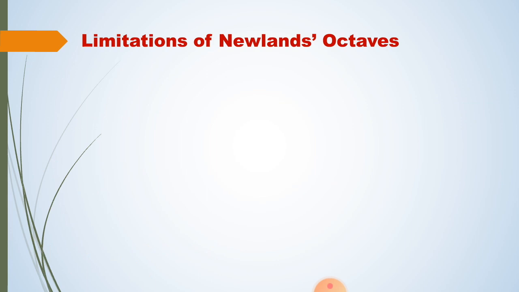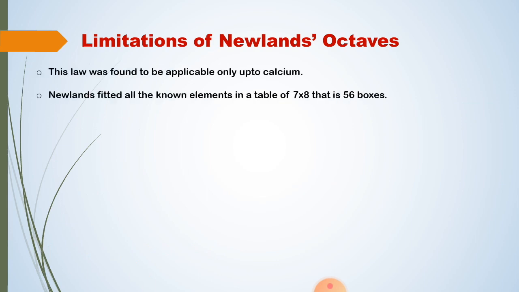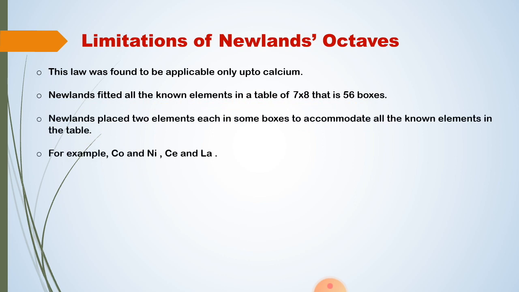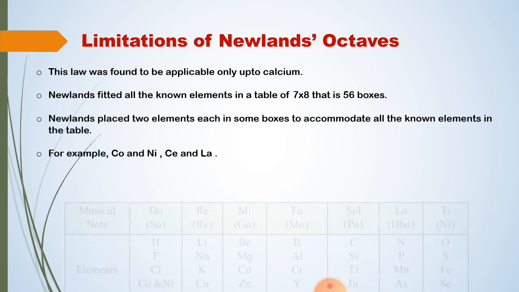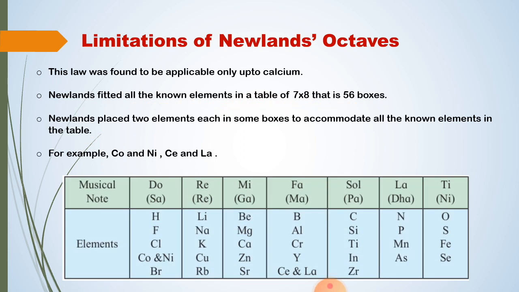So there are some limitations of Newlands' octaves. What are those? Let's see. This law was found to be applicable only up to calcium. Beyond calcium this law is not applicable. Then Newlands fitted all the known elements in the table of 7 into 8, that is 56 boxes.